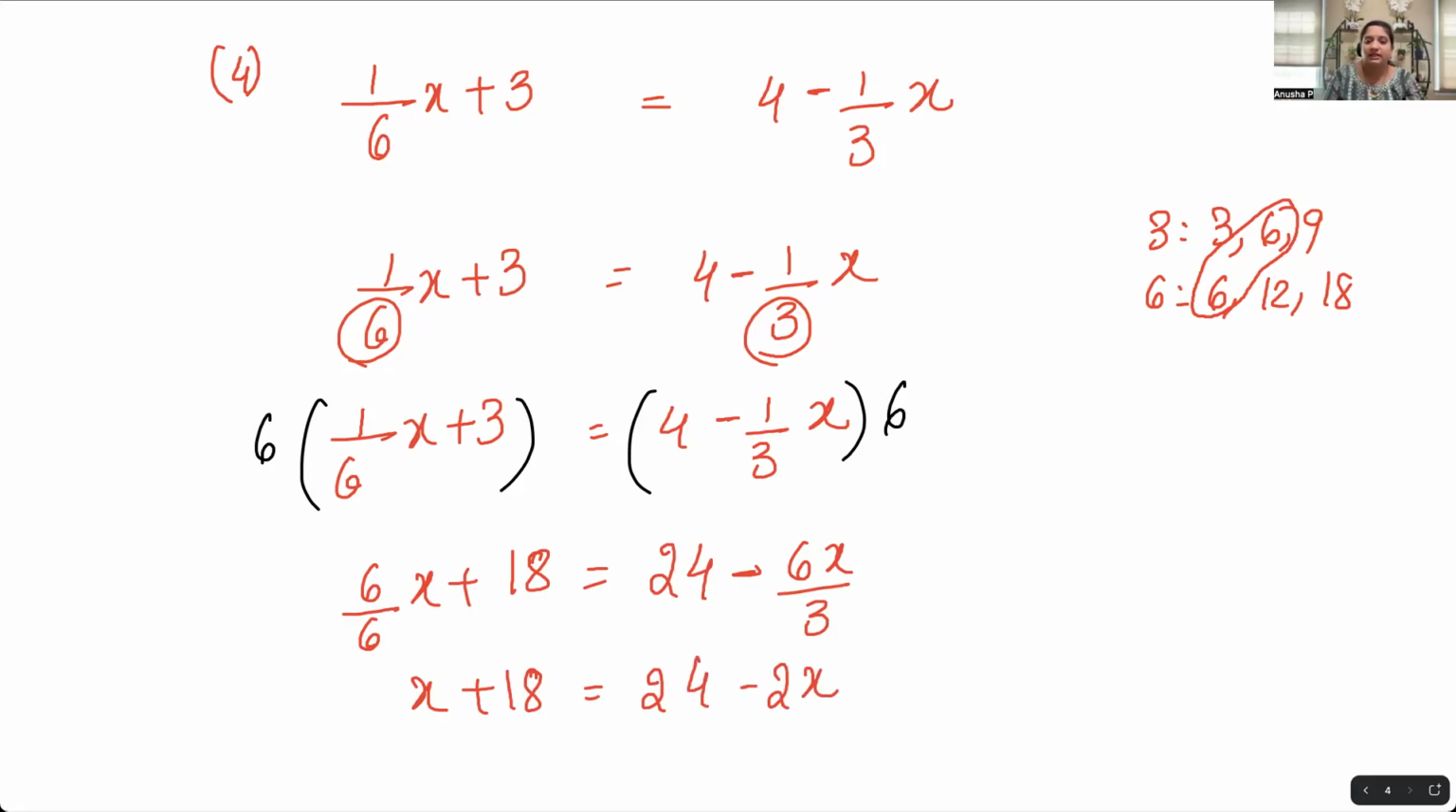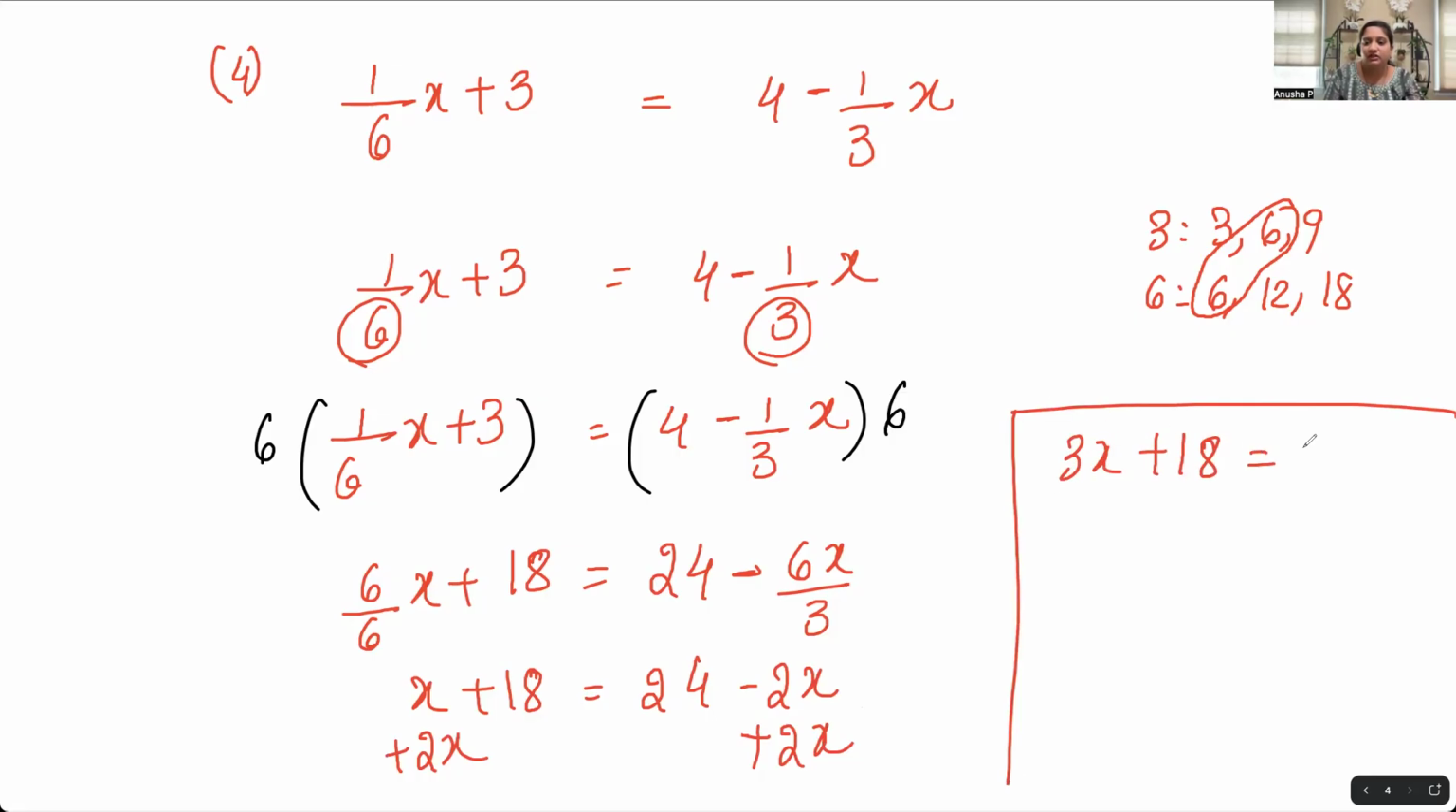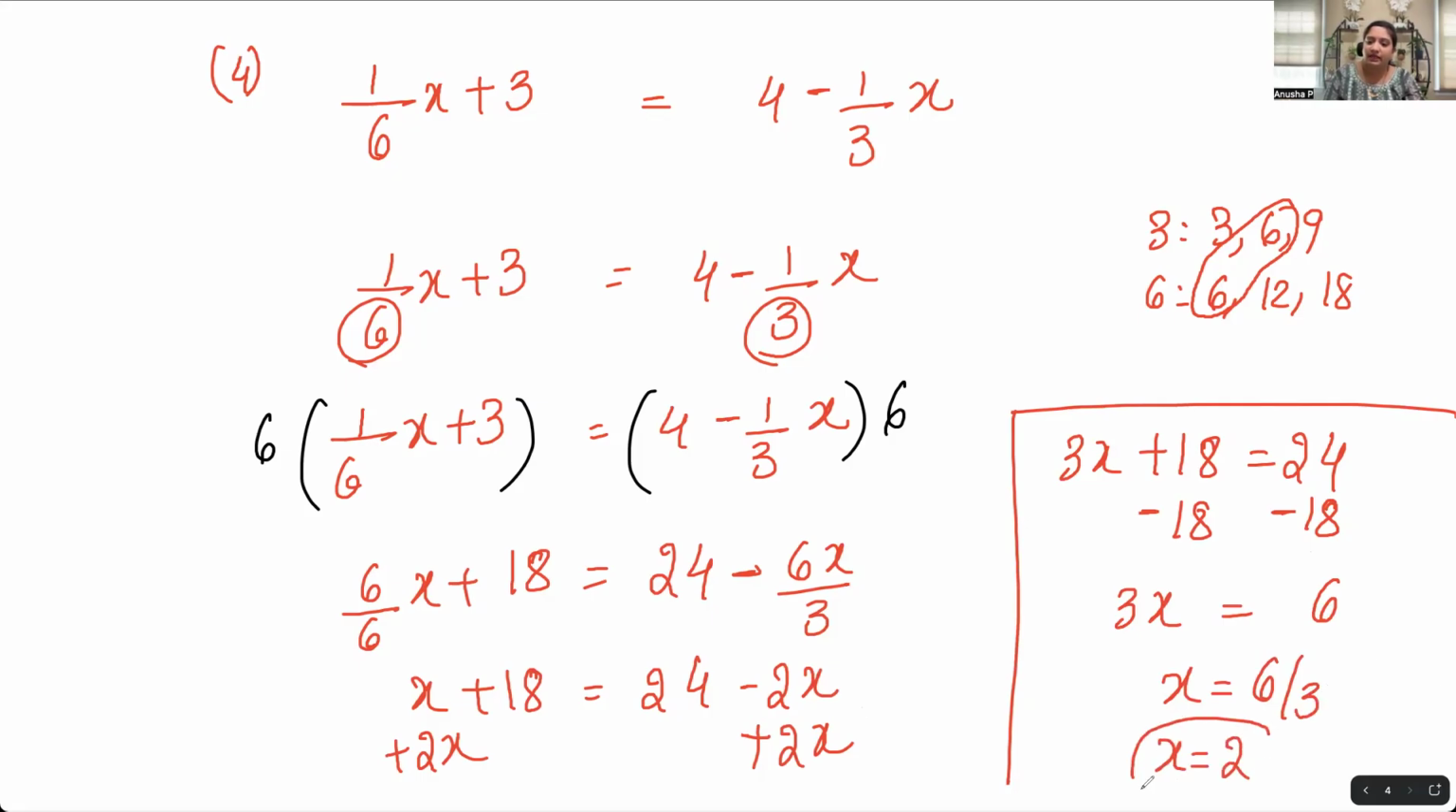Bring the like terms to one side. We are adding 2x on both the sides. 3x plus 18 equal to 24. Subtract 18 on both the sides. 3x is equal to 24 minus 18, which is 6. X is equal to 6 divided by 3. The reverse operation for multiplication is division. So x will be equal to 2.